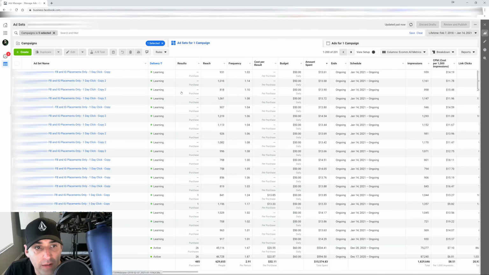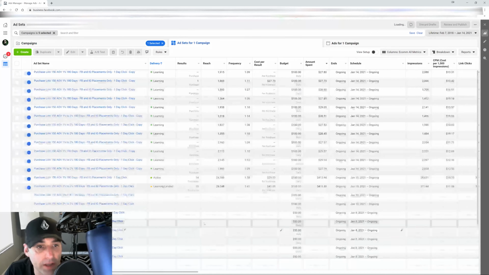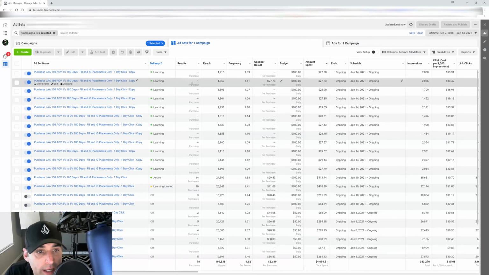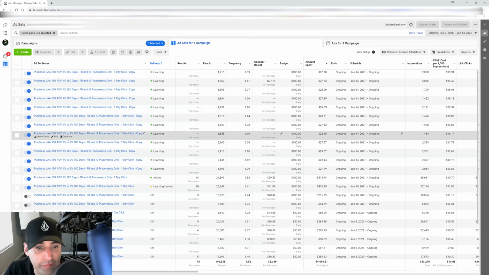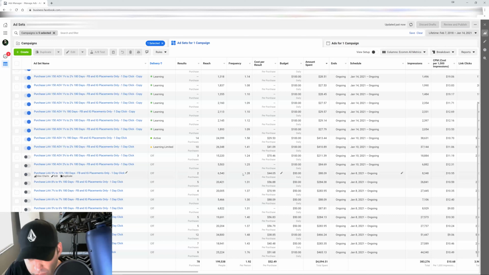The other top of the funnel campaign that I have is the same structure, but this is going to be my custom audiences, so I separate them. These are my purchase lookalikes, 1%, 2%, 3%, 4%, 5%, on and on. I also have my 150 AOV purchases, and my IG and FB audiences as well. I'm sorry, for placements.